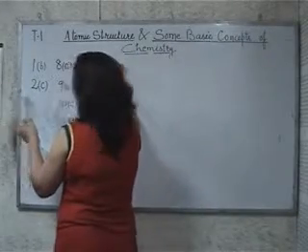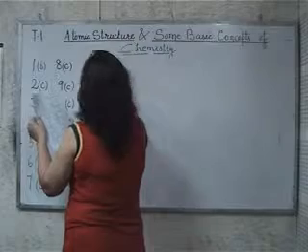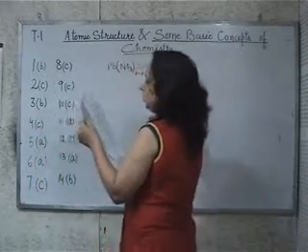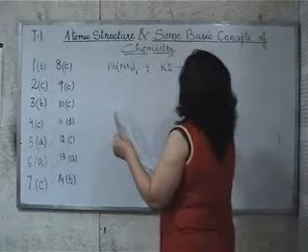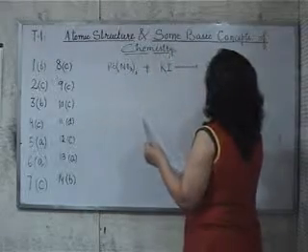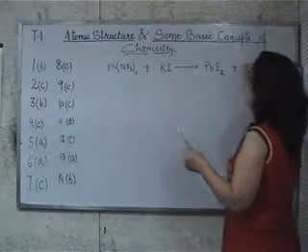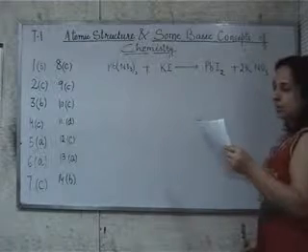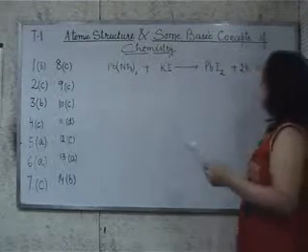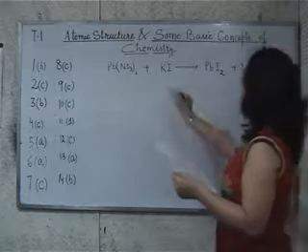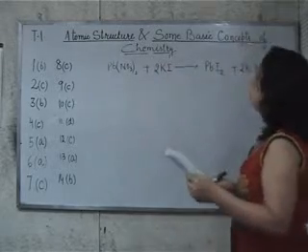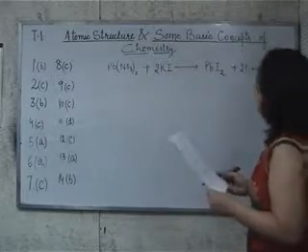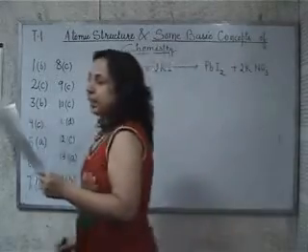In this question, lead nitrate Pb(NO3)2 is mixed with KI, potassium iodide. We get PbI2, lead iodide, plus KNO3. Balancing the reaction, we will have 2 moles of KI react with Pb(NO3)2 to give us 2 moles of KNO3.